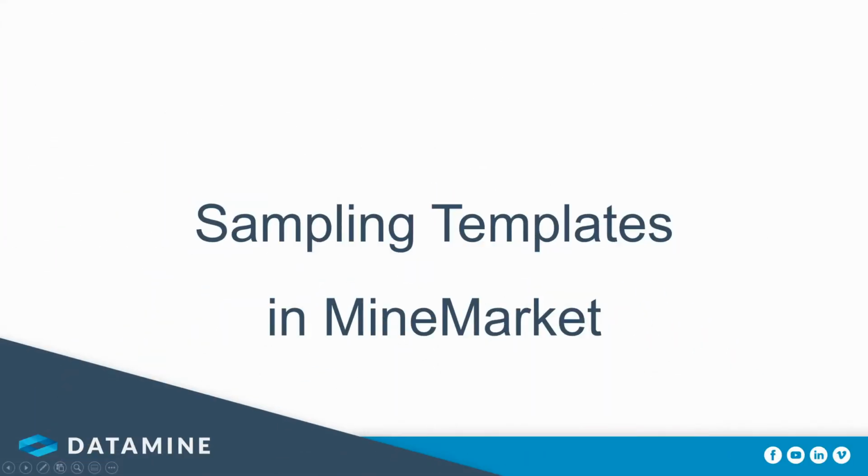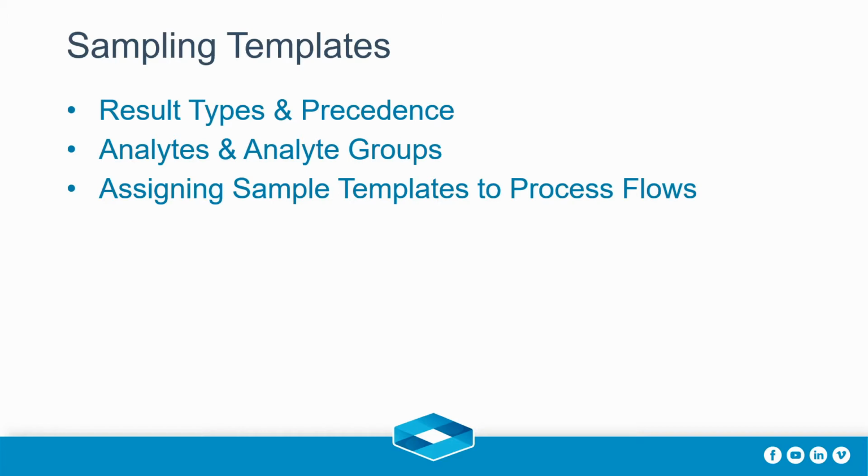In this video, I'm going to show you how to create sample templates and assign them to process flows in MineMarket. So we'll have a look at result types and the precedence of the different result types. We'll have a look at analytes and analyte groups, and then we'll look at assigning the sample template to a process flow.